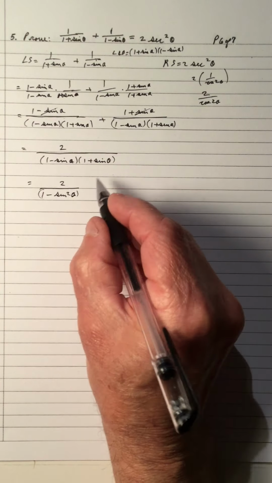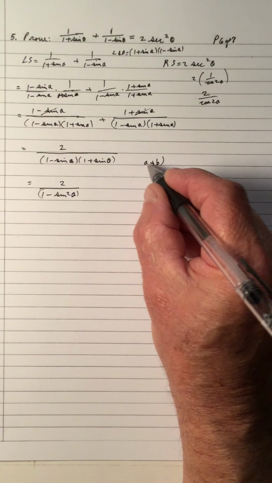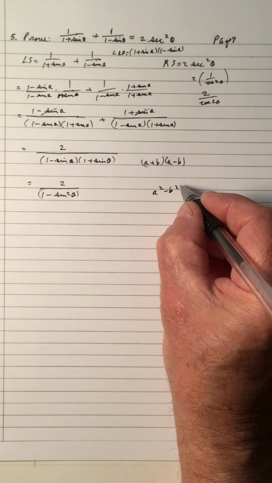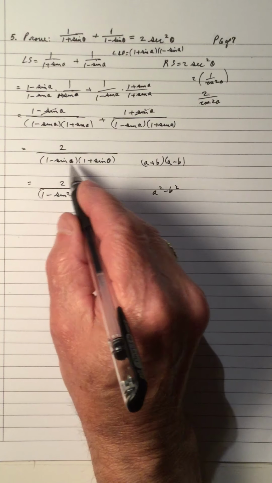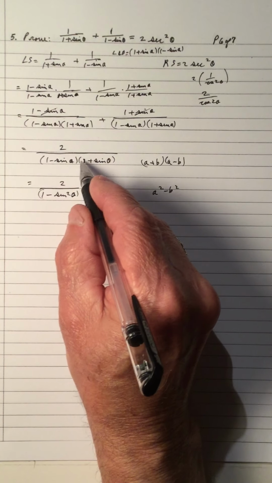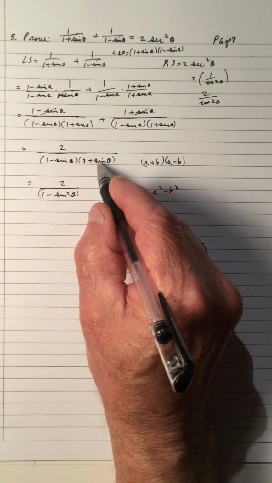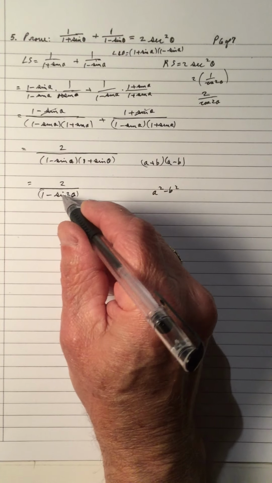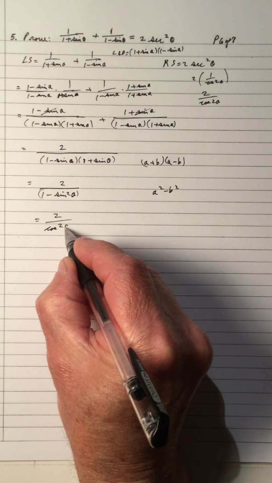If you multiply these two out by FOIL, that's the difference of two squares. Remember, that's an A plus B times an A minus B, which is A squared minus B squared, the difference of two squares. So when you multiply these two binomials with a plus and a minus, you'll end up with 1 times 1 is 1, negative sine theta times a positive sine theta is a negative sine squared. And as a result, that's 2 over cos squared theta.